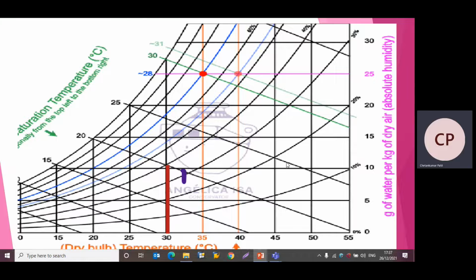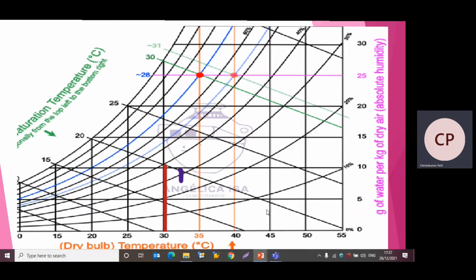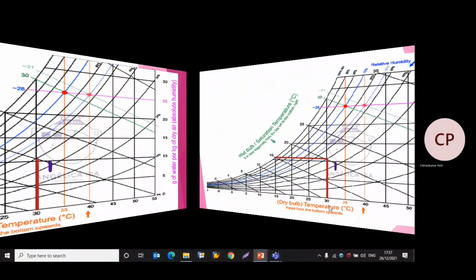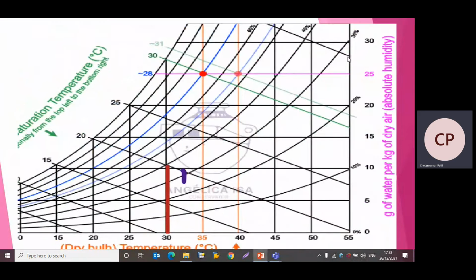If we observe these inclined lines, they are in 10%, 20%, 30% and 40%. So this is the line with relative humidity. We have to extend this temperature line up to the 40% relative humidity. And the point of intersection will give us the point 1, that is the initial condition of air.